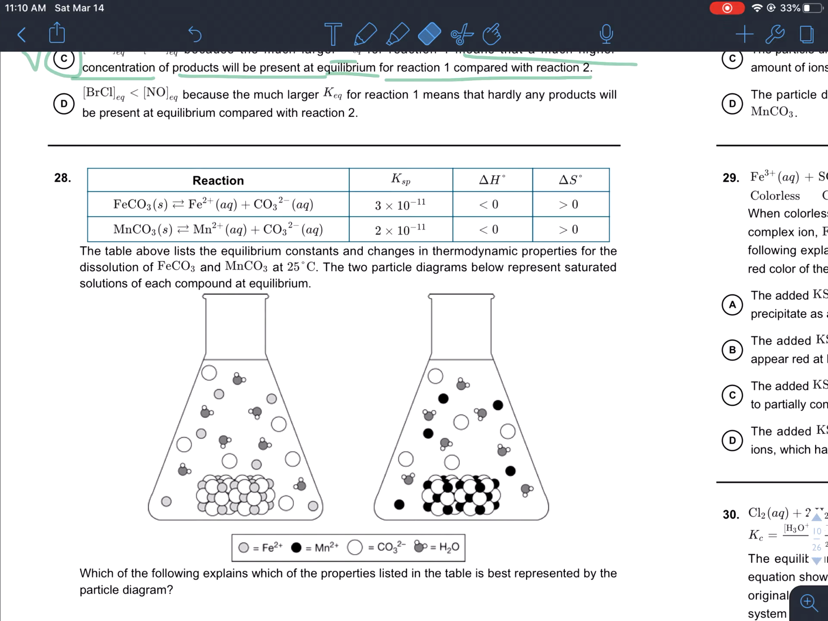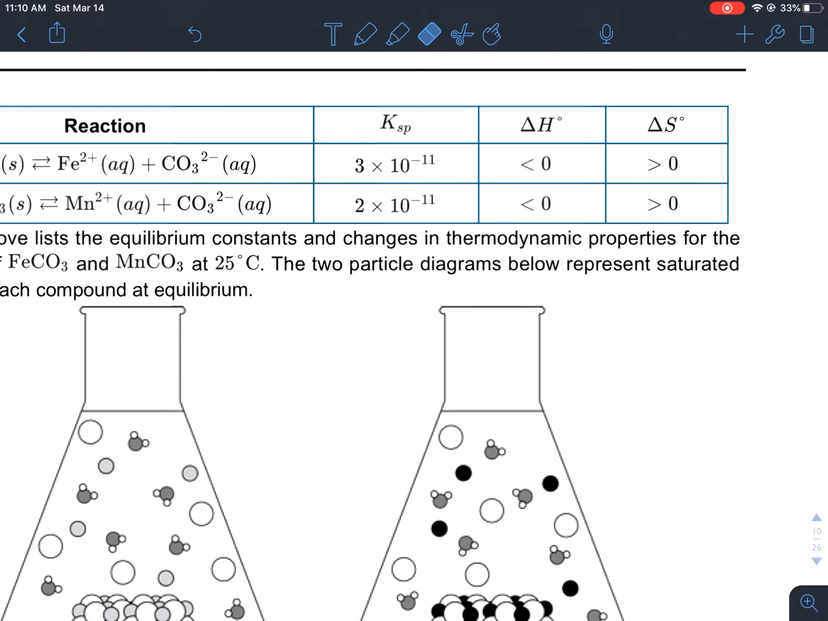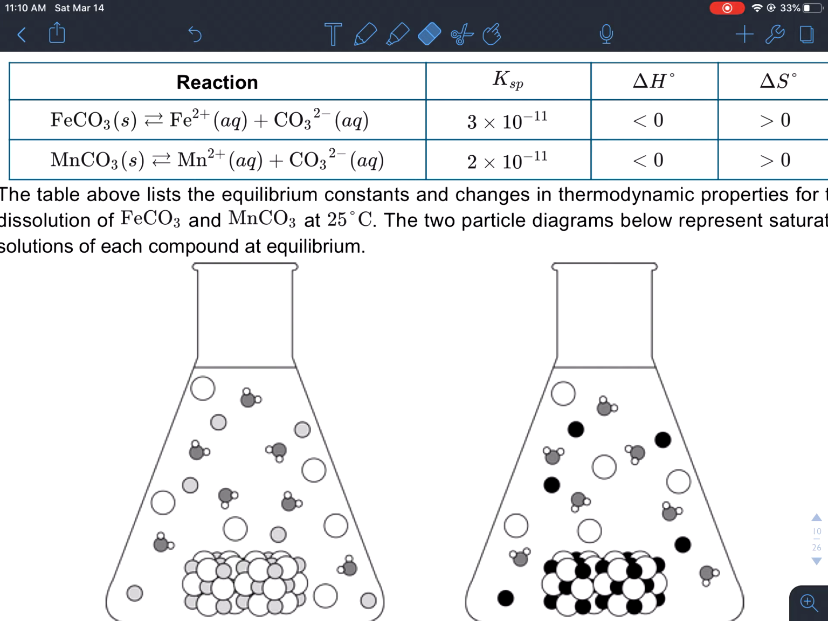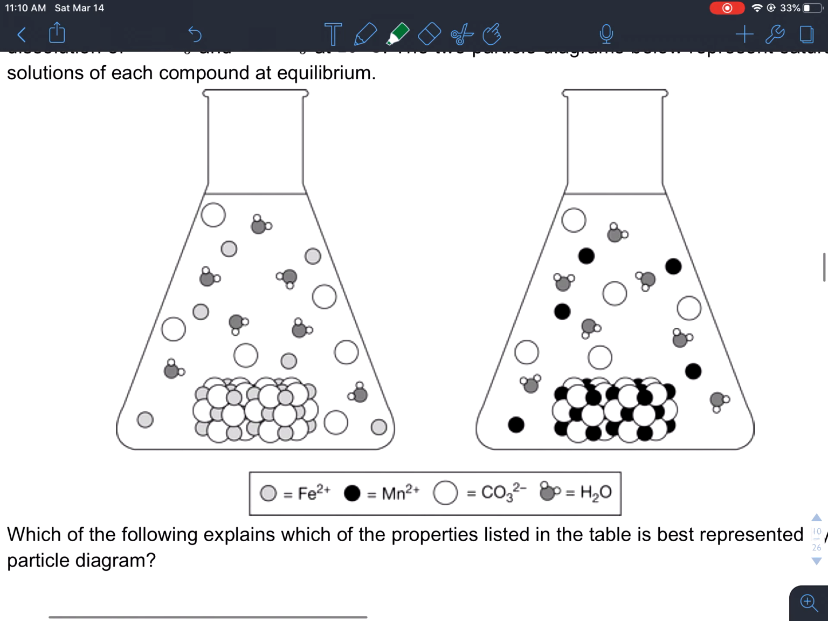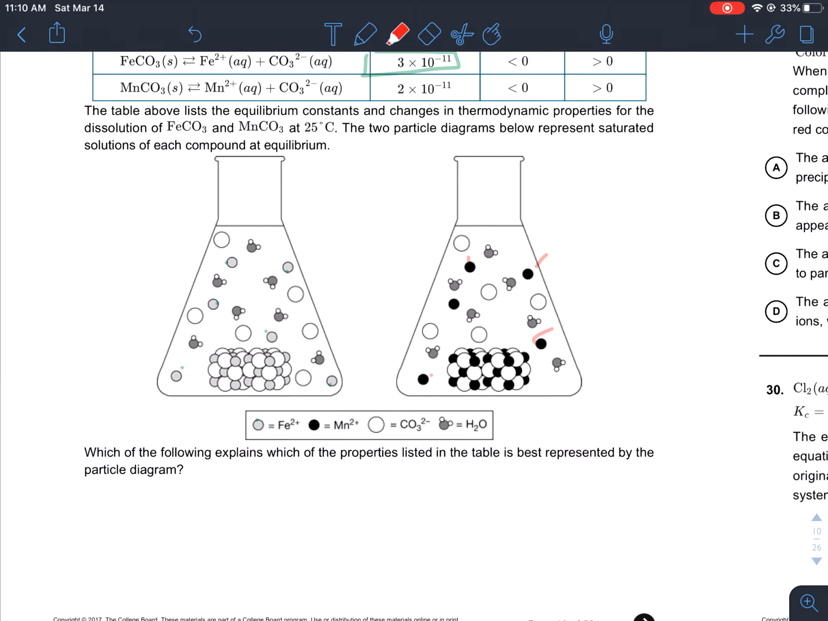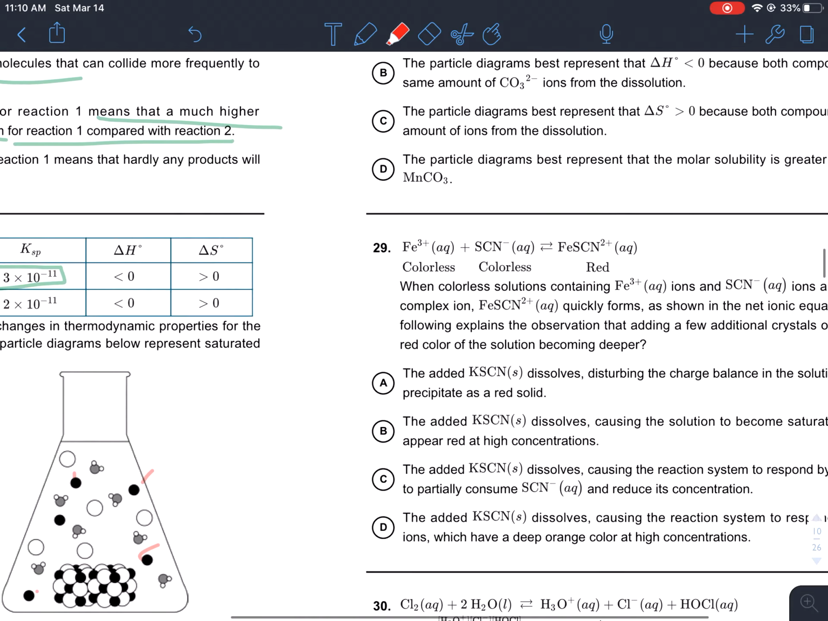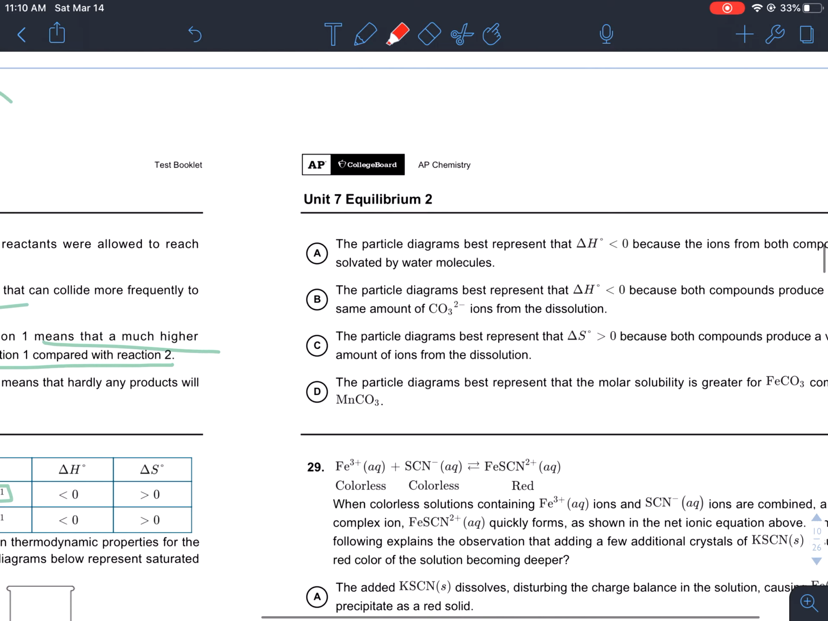Number 25. Ooh, look at this. You have iron carbonate and manganese carbonate, and you're looking at the Ksp. So the top one has more product compared to the bottom one. Let's look at the diagram. You have Fe, and there's all the grays, and then the Fe's are in here, right? You have the Mn's, and the Mn's are in here, right? These dark ones. Which of the following explains why the properties listed in the table are best represented by the particle diagram? Oh, I see.